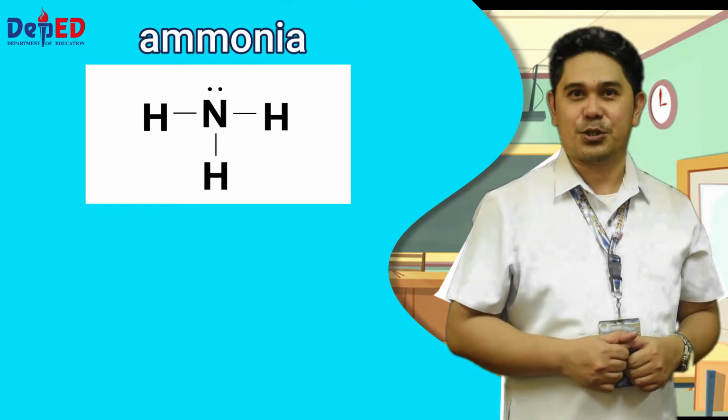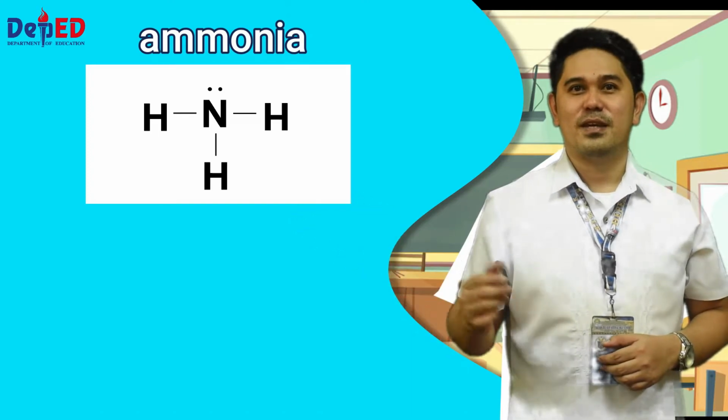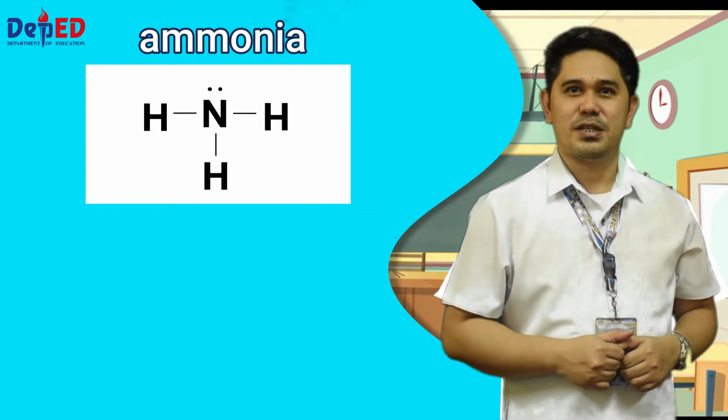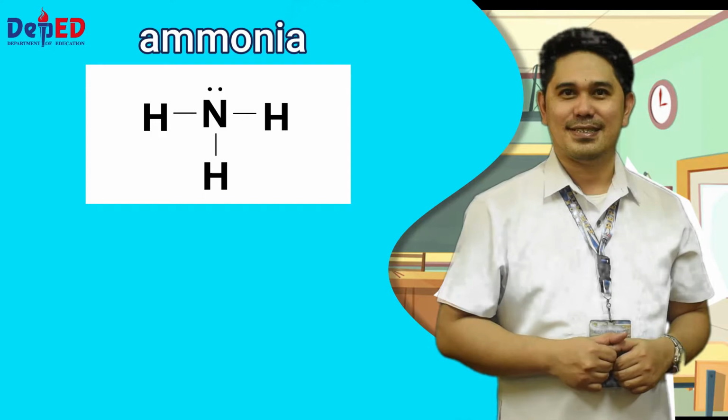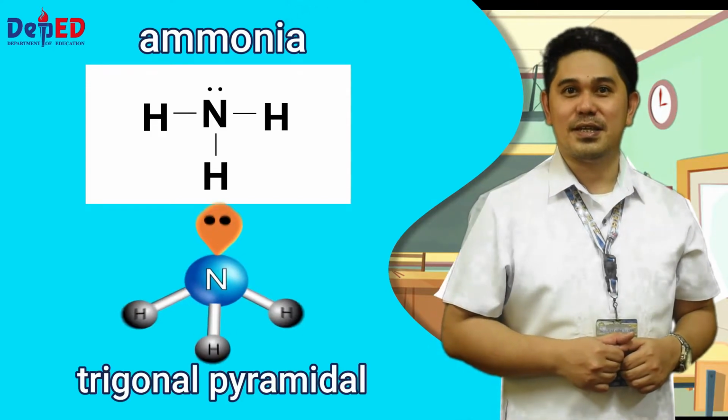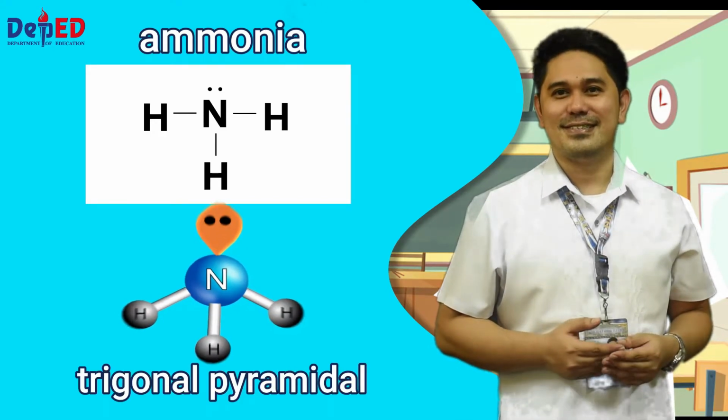Let us proceed with ammonia or NH3. Its Lewis dot structure looks like this. Can you identify what is its molecular shape? Correct! It is trigonal pyramidal.